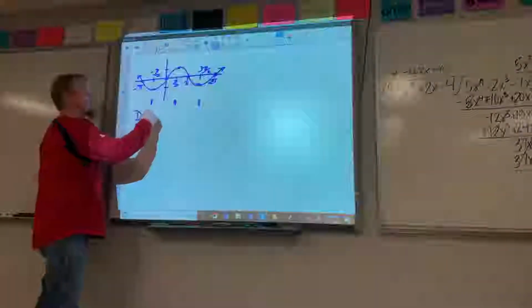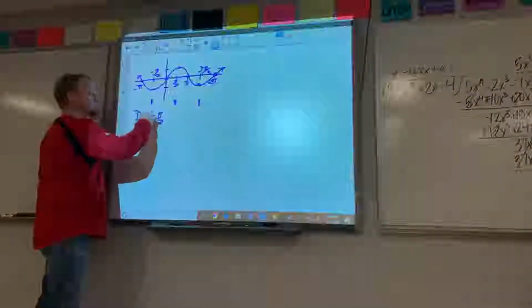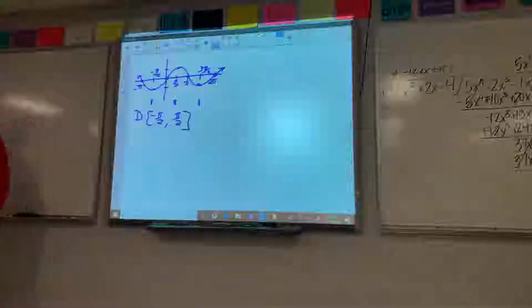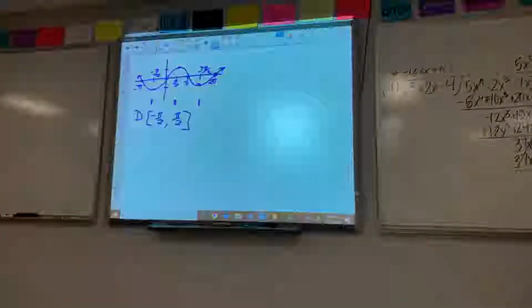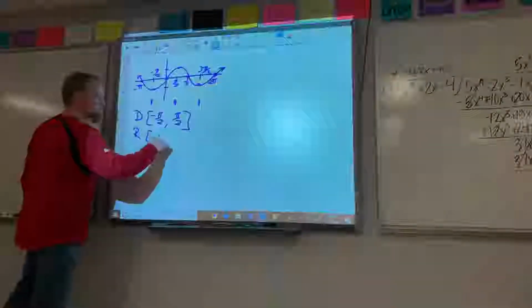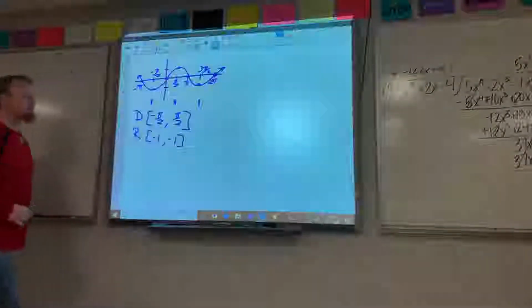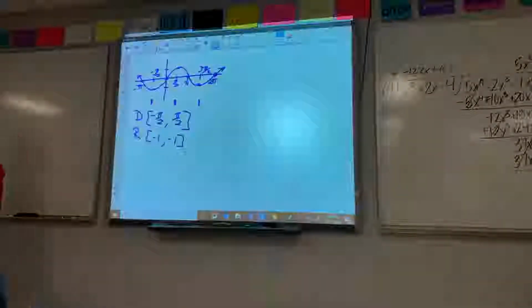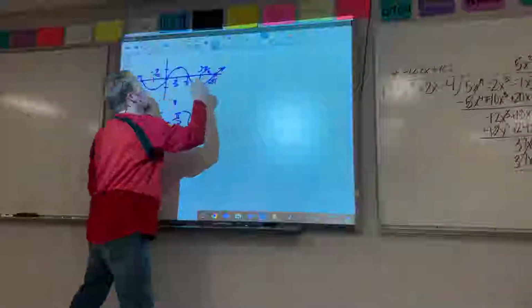So I want to write that down. And when we usually talk about domain, what else do we talk about? Range. What would my range be? Very good. Actually, we're going to say negative 1 to 1. So I'm only interested in that little window, this piece right here.